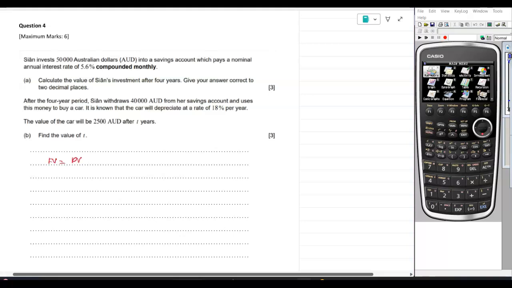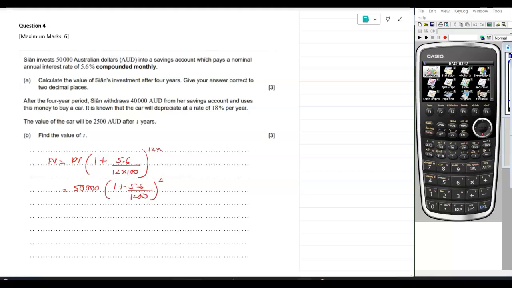Final value is PV, correct? 1 plus, what's the rate? 5.6 upon 100 into 12, raised to what? 12n, where n is the number of years. The present value is how much? 50,000. Yeah, so then you just put this in the calculator. 12n after 4 years, so 12 fours are 48. Correct? You will put n in this.